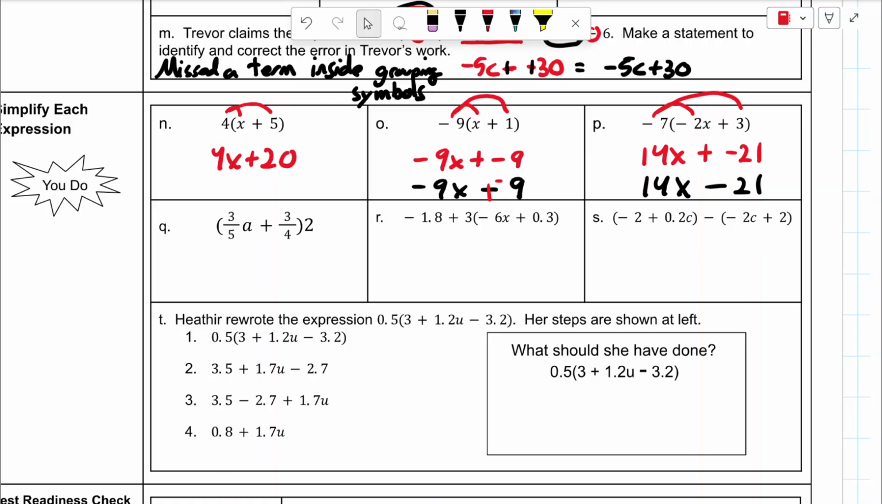Okay, I have two answers for you. I have the red one, 14x plus negative 21, or like we just mentioned on O, instead of having plus a negative, you could have minus a positive, and it means the same. How do you know it means the same? Because if you were to do additive inverse, it looks identical. So the black ink underneath this red ink is also correct. Pause the video and try Q.